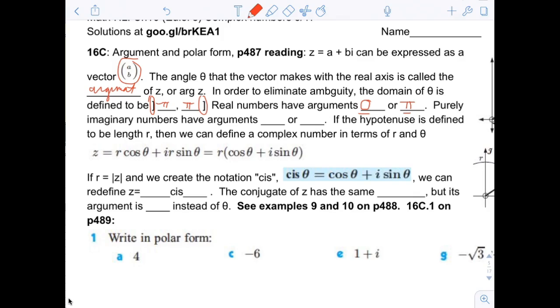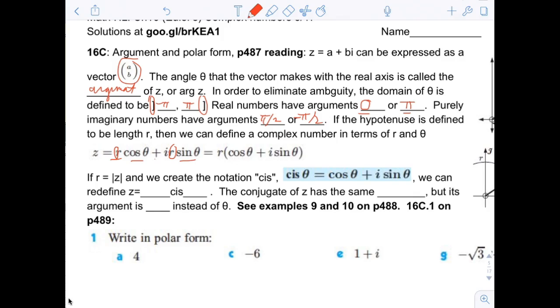Purely imaginary numbers have arguments of pi over 2 or negative pi over 2. If the hypotenuse is defined to be length r, then we can define a complex number in terms of r and theta. So we have here r multiplying, scaling the real component and the imaginary component.